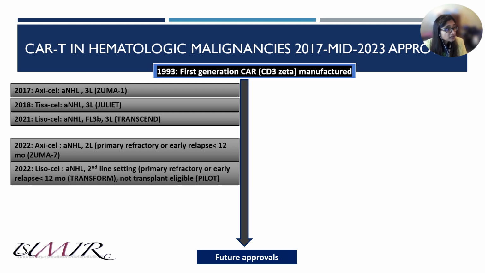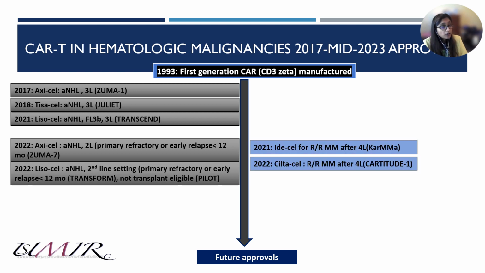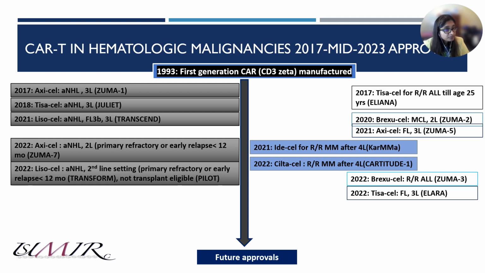These are CD19 directed autologous CAR-T cell therapies for lymphomas and ALL. And then in 2022, we see earlier lines for use of these CD19 directed products in non-Hodgkin's lymphoma. In myeloma, it was in 2021 that we had the first approval for a BCMA-directed autologous CAR-T cell product, ide-cel, and then subsequently another product, cilta-cel, which was also BCMA-directed, although these products have some differences in design.